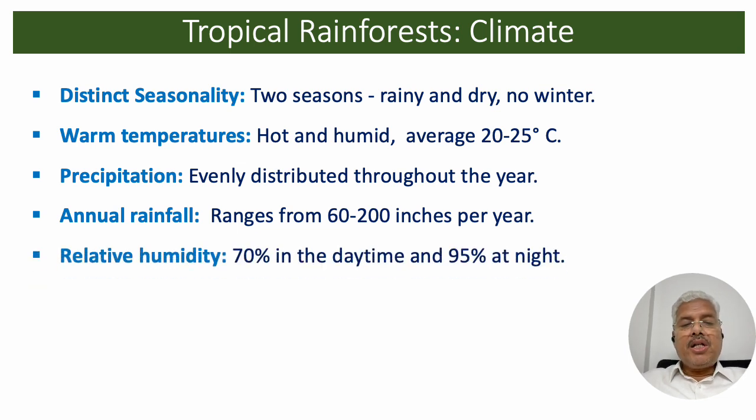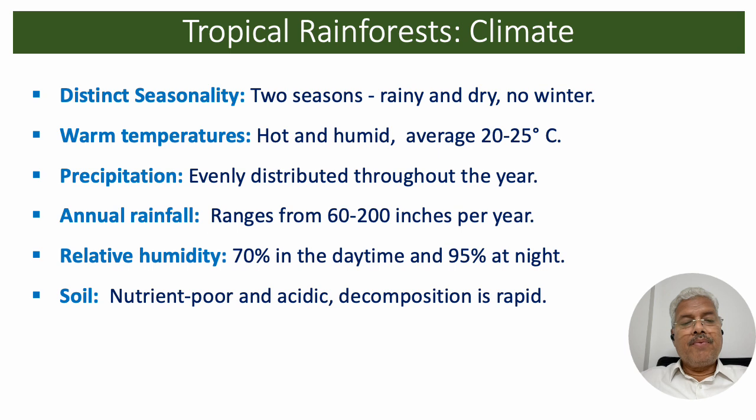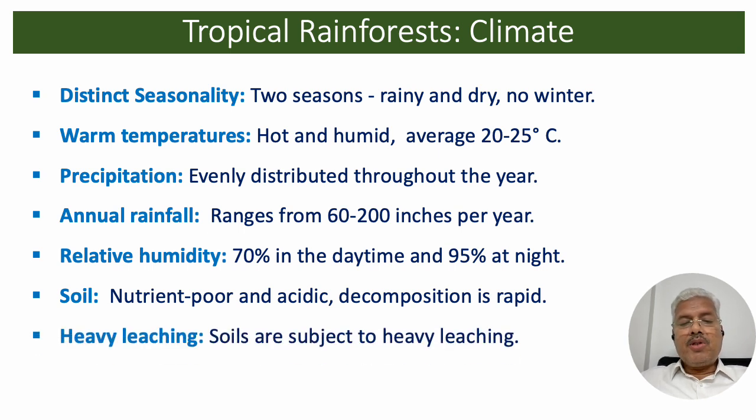The precipitation is evenly distributed throughout the year, with annual rainfall ranging from 60 to 200 inches per year. The relative humidity is typically 70% in the daytime and 95% at night. The soil is nutrient poor and acidic. Decomposition is rapid. The soils are subject to heavy leaching.